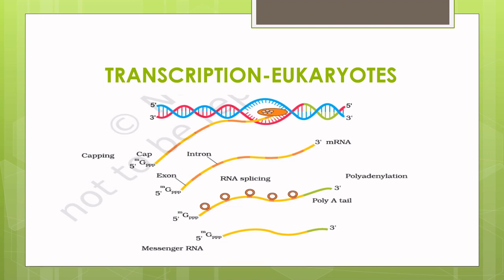In eukaryotes, however, they differ and show two main complexities. Now, there are three types of RNA polymerases. RNA polymerase 1 transcribes rRNA, RNA polymerase 2 transcribes a precursor of mRNA, that is heterogeneous nuclear RNA or hnRNA, and RNA polymerase 3 transcribes tRNA and small nuclear RNA, that is snRNA.